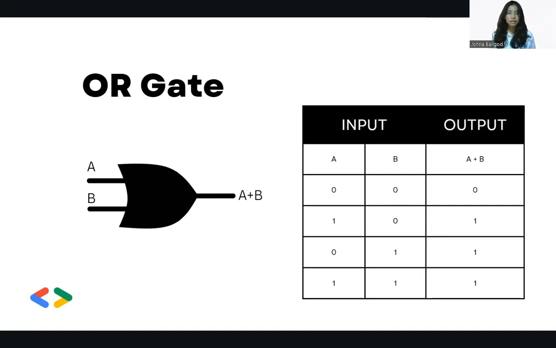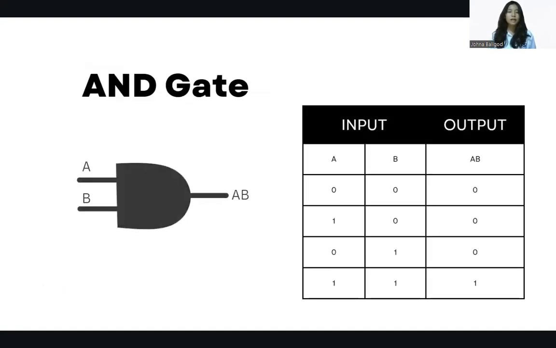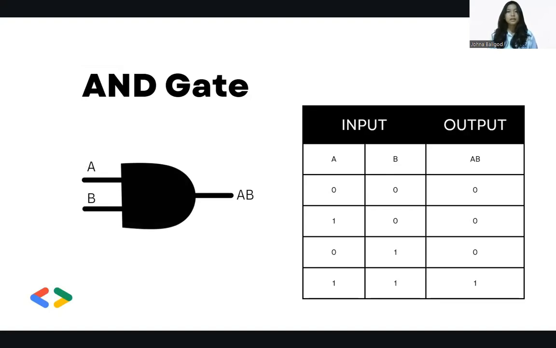So the next gate, we have the AND gate. Same inputs, which are A and B. So the AND gate outputs a 1 only if both of its inputs are 1. Otherwise, it outputs a 0. So based on its diagram, it has a straight line on the edges of its symbol.